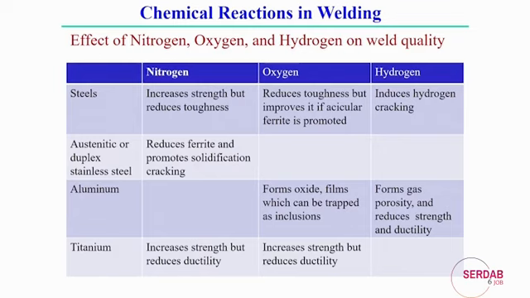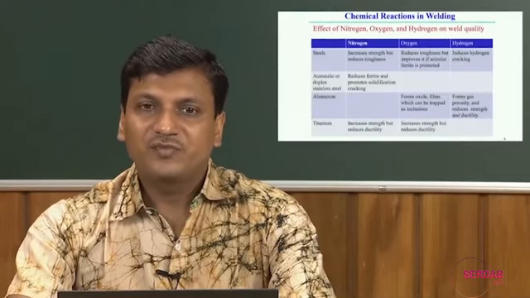Basically, the chances of hot cracking are enhanced in the presence of nitrogen during the welding of austenitic or duplex stainless steel. Then aluminum: when you try to weld aluminum, the most serious problem is its reaction with oxygen and the formation of oxides. Those oxides can be trapped within the molten pool and become part of the final weld joint as an inclusion.